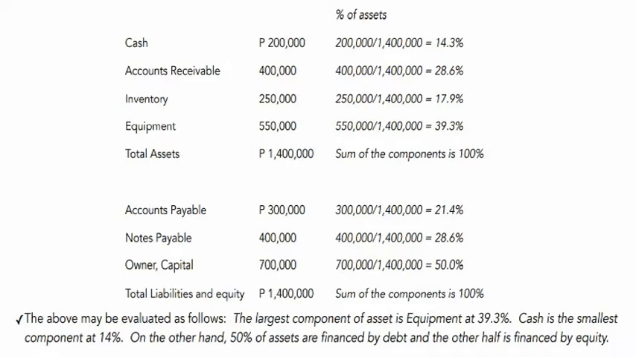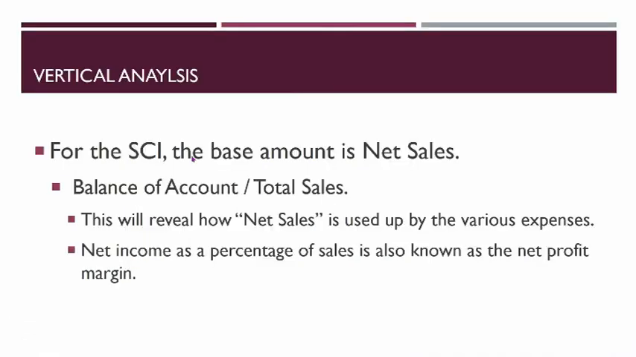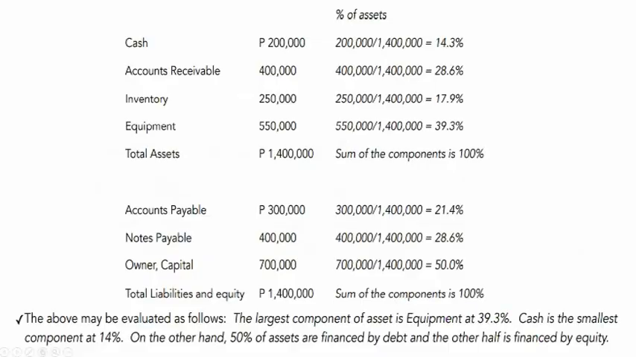So, the above values may be evaluated as follows: the largest component of assets is the equipment, which is 39.3%. Cash is the smallest component at 14%. And on the other hand, 50% of assets are financed by debt and the other half is financed by equity. So, it's like describing your table when you make your thesis or your research, where you're going to describe the highest percentage that you have and then the lowest percentage that you get and so on.